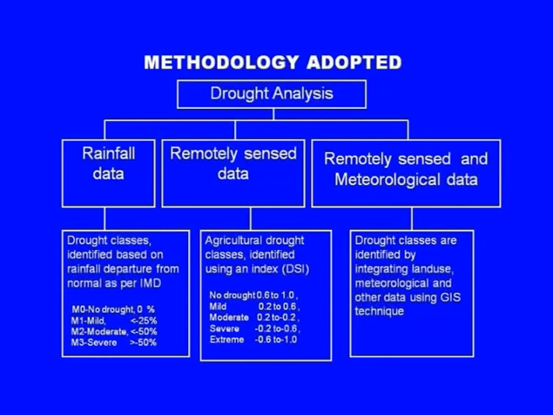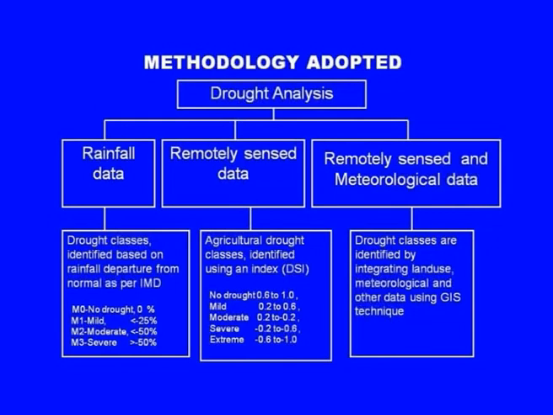Well, IMD as a matter of fact has given certain ranges of departure. If the departure is 0%, then there is no drought. If it is less than 25%, then it is a mild drought. If it is less than or equal to 50%, then it is a moderate drought, and if it is greater than 50%, then it is severe drought. And these have been classified as M0, M1, M2, M3 respectively.